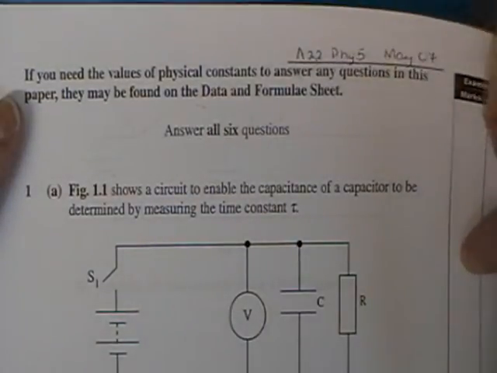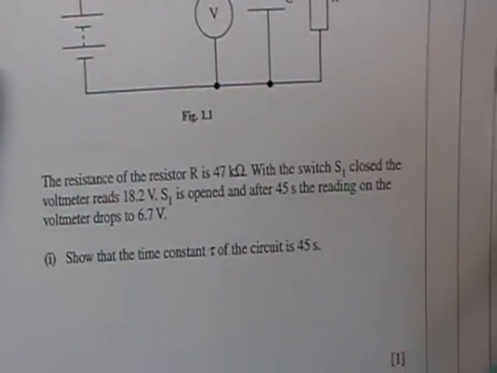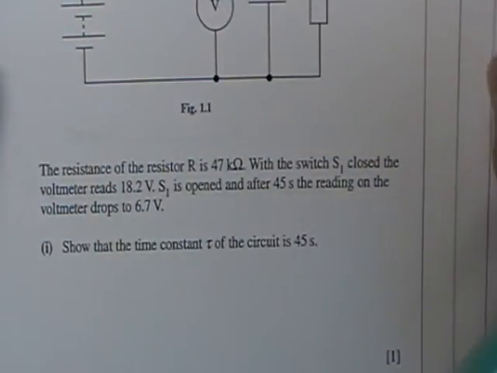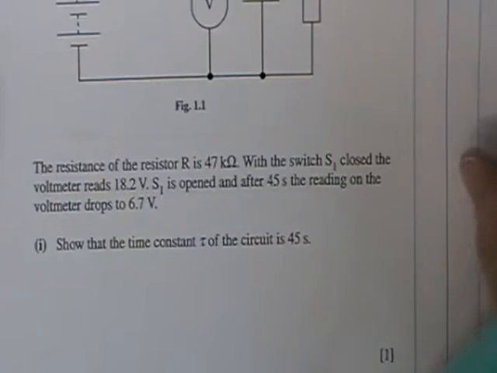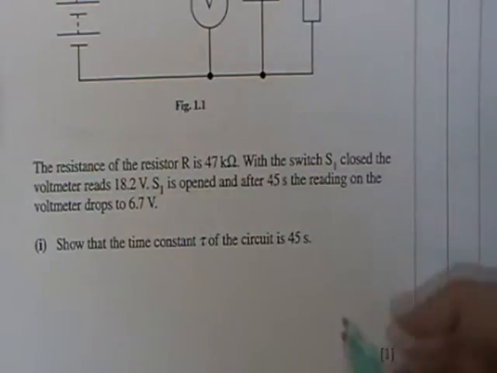The resistance of the resistor is 47 kilo ohms. With the switch S1 closed, the voltmeter reads 18.2 volts. S1 is opened, and after 45 seconds, the reading on the voltmeter drops to 6.7 volts. Show that the time constant of the circuit is 45 seconds.